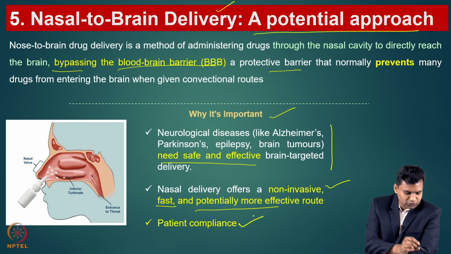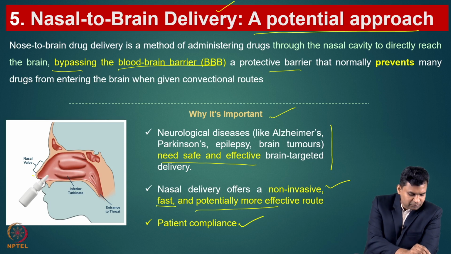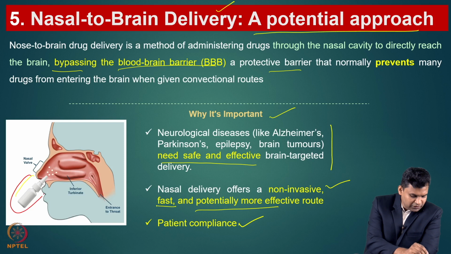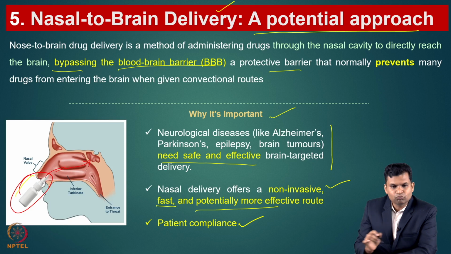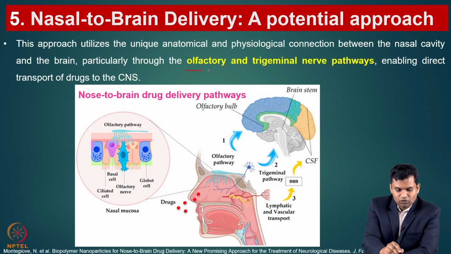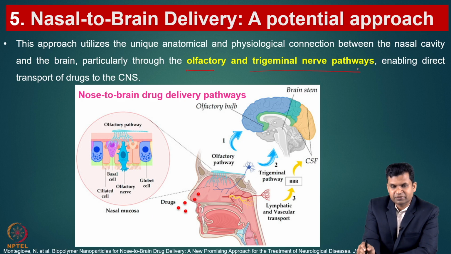Here in the system you can see the molecule delivered through the nasal route, the intranasal route, reaching the brain. We are going to see the mechanism in the next slides. It follows two types of mechanism majorly, that is the olfactory and the trigeminal nerve pathways. In the picture you can see the nose to brain delivery.